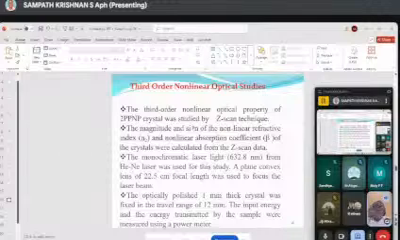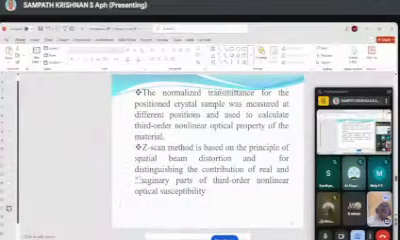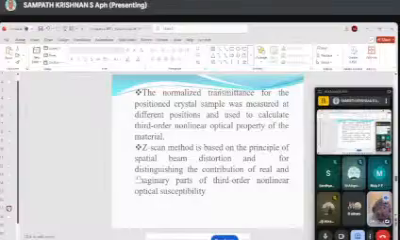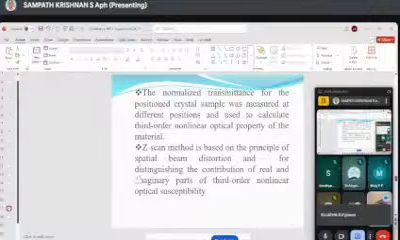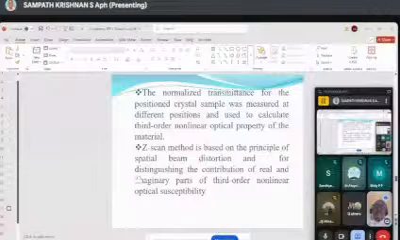The input energy and the energy transmitted by the sample were measured using power meters. The normalized transmittance for the positioned crystal was measured at different positions and used to calculate the third order nonlinear optical properties of the material. Z-scan methods work on the principle of spatial beam distortion, distinguishing the contributions of the real and imaginary parts of the third order nonlinear optical susceptibility.